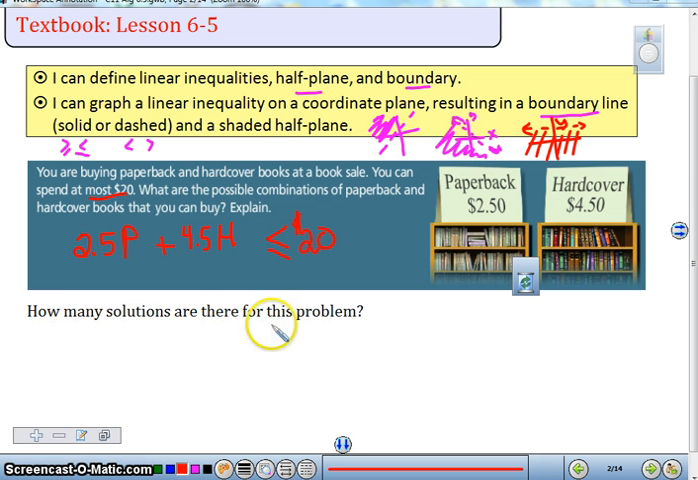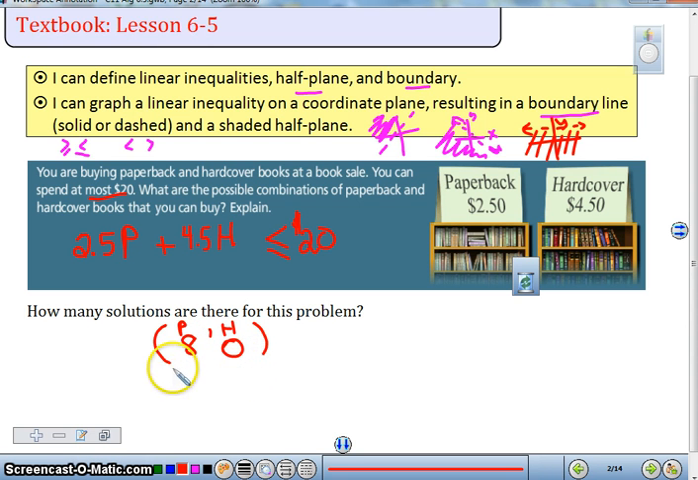What are some solutions that we could have? And I want you to think about this. We have paperback as our P, and our hardcover, that's really our X in this case. So paperback is P, and H, hardcover, is our Y. If we have no hardcover books, take 20 and divide by 2.5, you should have 8 paperbacks. You could have 8 paperbacks and no hardcover.